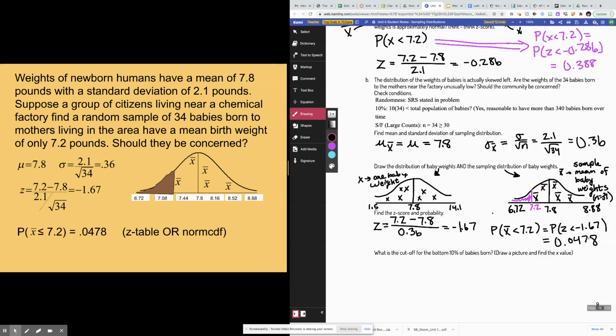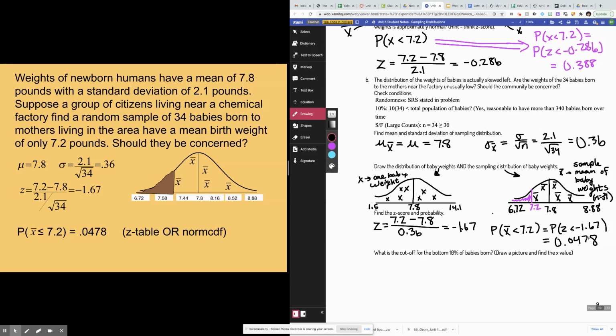Okay, so what this means is that if we pulled tons of different samples of baby weights in this particular area, right? Weighed them all, gathered all of them and averaged each sample together and got an average weight for each sample, that we would get an average weight in the samples that small, 7.2 or smaller, just by random chance about 5% of the time, or a little less than 5% of the time.